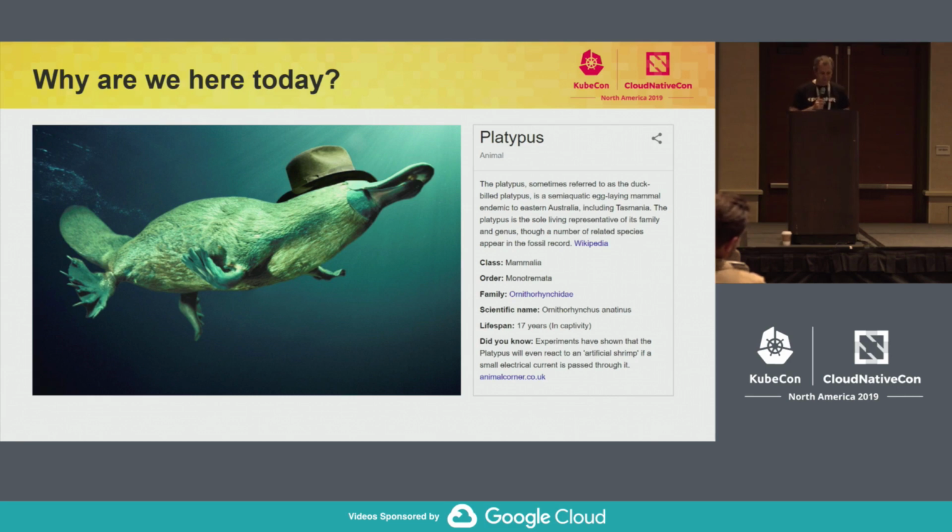Platypus is sometimes referred to as a duck-billed platypus, a semi-aquatic egg-laying mammal. So it's a hybrid combination of a duck and a mammal, or you can consider it as the ancient version of hybrid cloud, something which is both things together. So before we talk about whether Knative is a Platypus, now that we know what a Platypus is, let's talk about what serverless is and see how Knative fits into this environment.